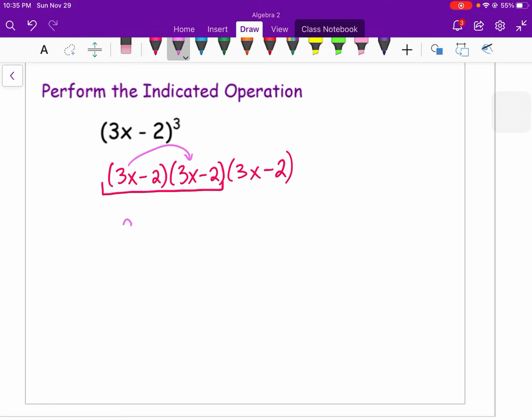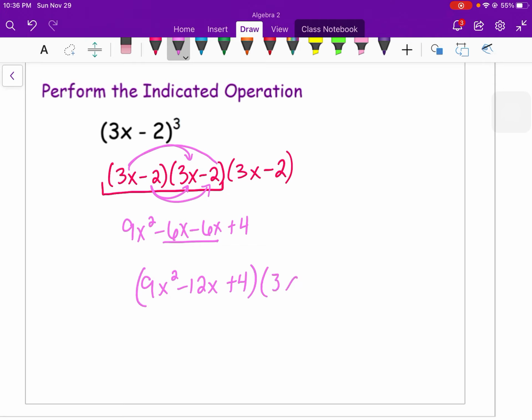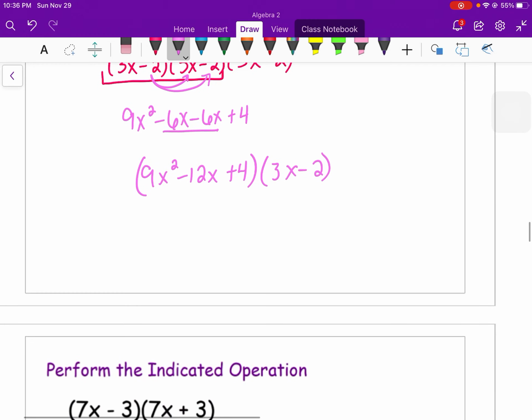So 3x times 3x is 9x squared. 3x times negative 2 is negative 6x. Negative 2 times 3x is negative 6x. Negative 2 times negative 2 is 4. Combine like terms. So 9x squared, these two together being negative 12x, plus 4. So that's multiplying the first two. Then take that product times 3x minus 2.